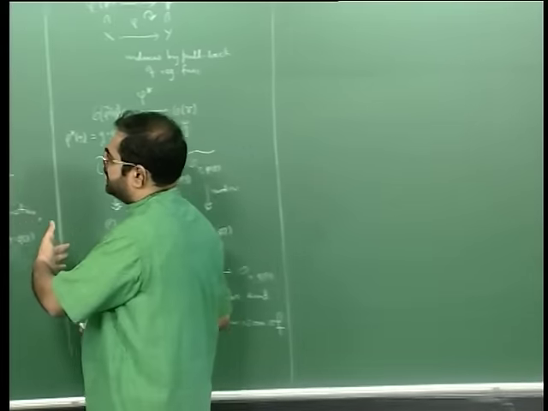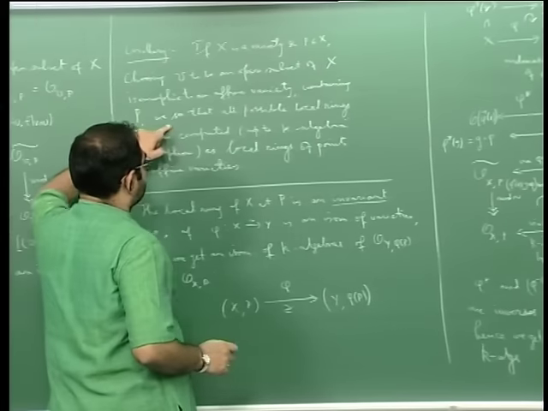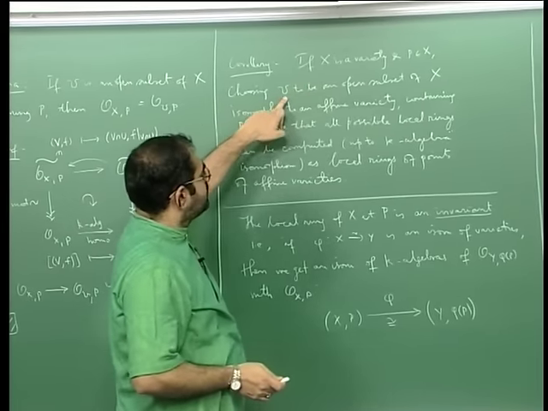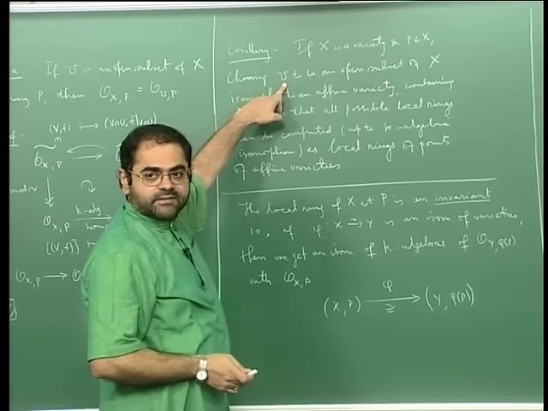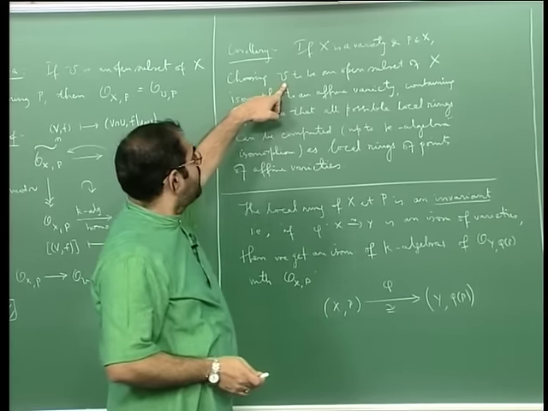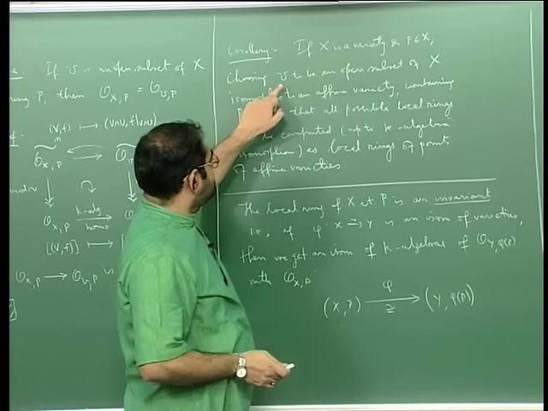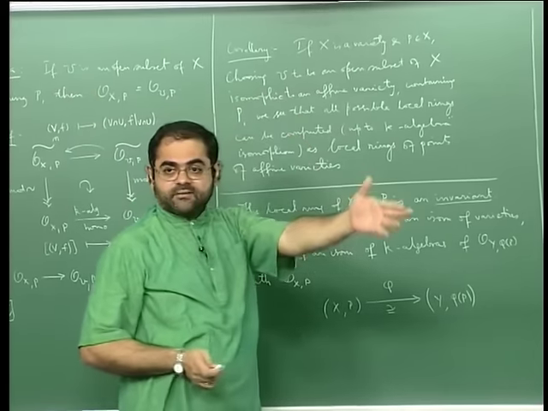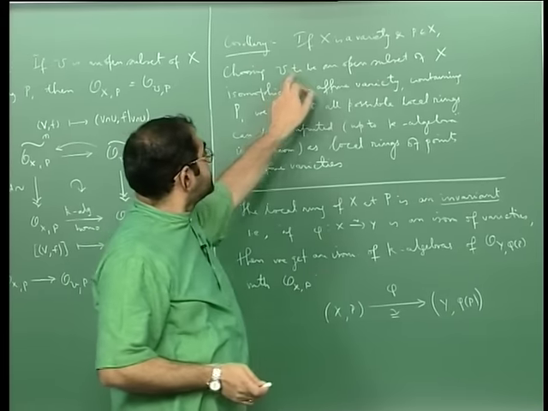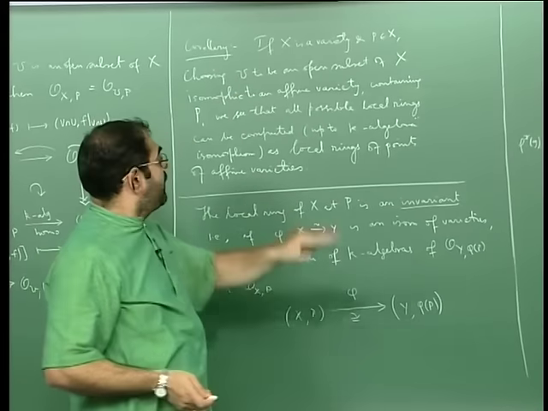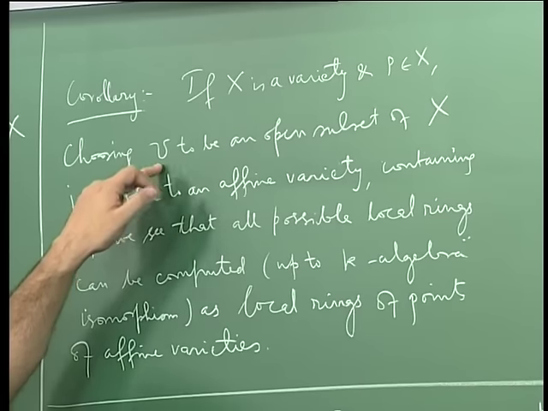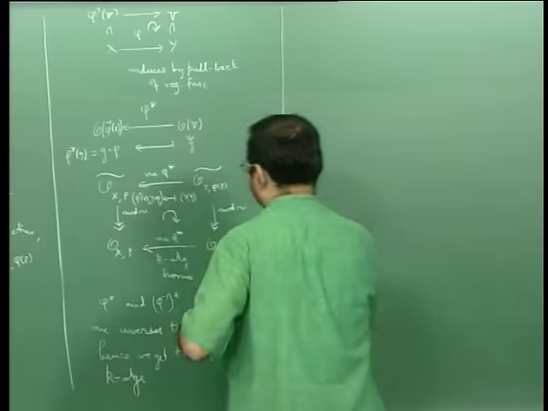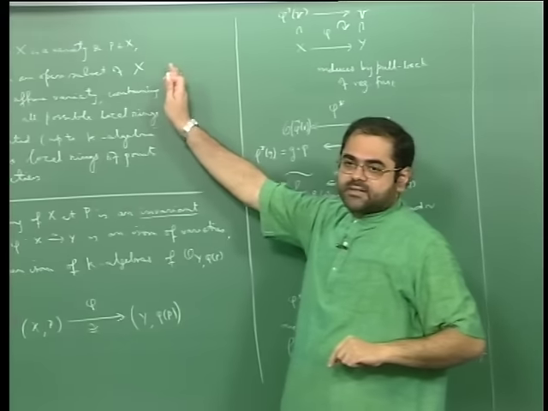So this is what I'm trying to say here. If X is a variety and P is a point of X, and you choose U to be an open subset of X which is isomorphic to an affine variety, then under that isomorphism, the local ring of X at P, which is the same as the local ring of U at P according to this lemma, will be isomorphic to the local ring of that affine variety at the point which the isomorphism carries P to. Somehow this has to be thought of before one can understand it properly.